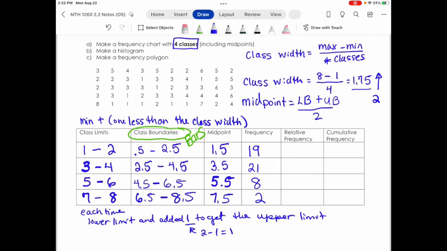Now, it's a little bit messy when you have a lot of data and you're trying to count how many fall between these values. It's easy to miss one. So I'm going to hop over to my calculator and pull that up on the screen. And I'm going to show you how you can use your graphing calculator to sort the data and make it easier so you don't miss any values.